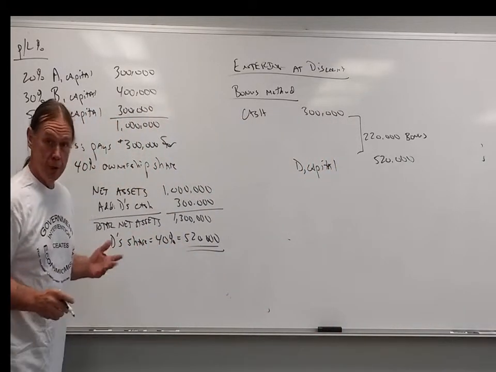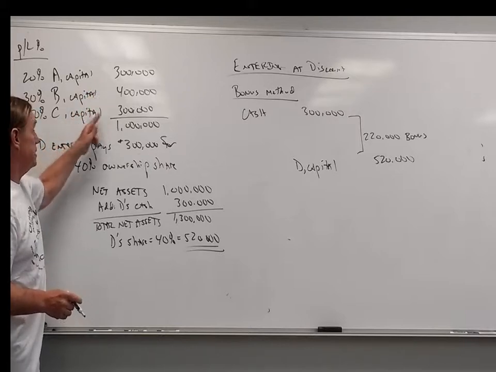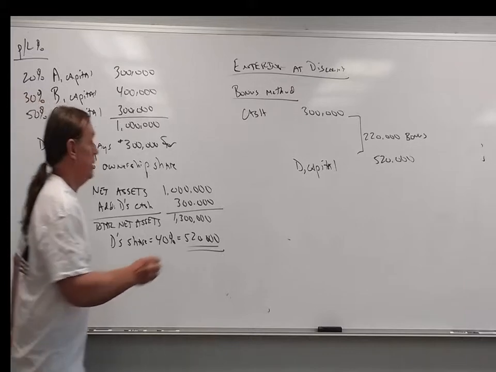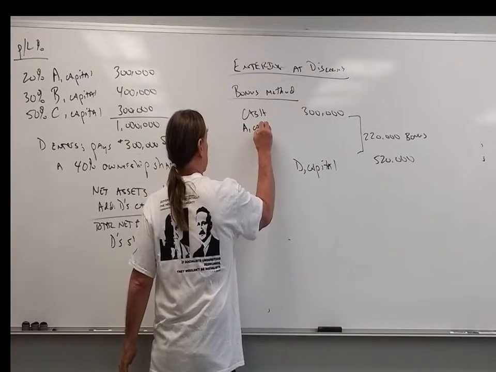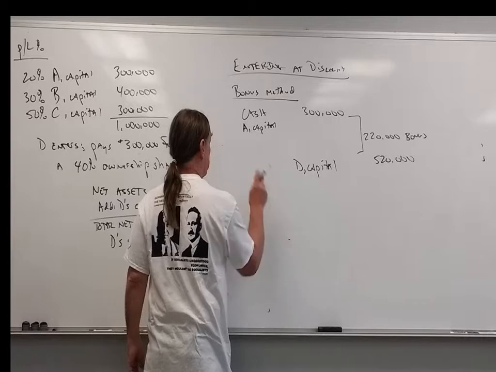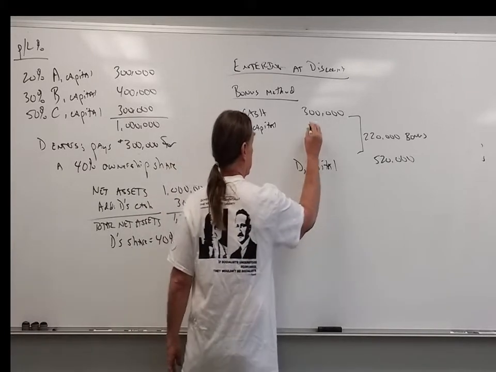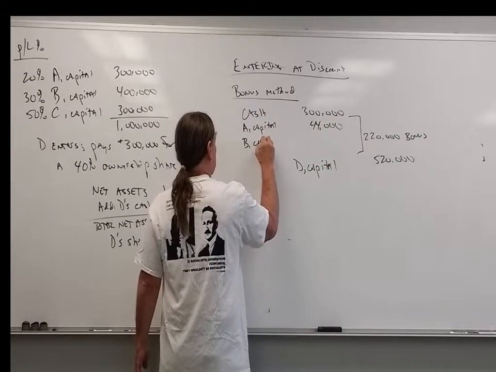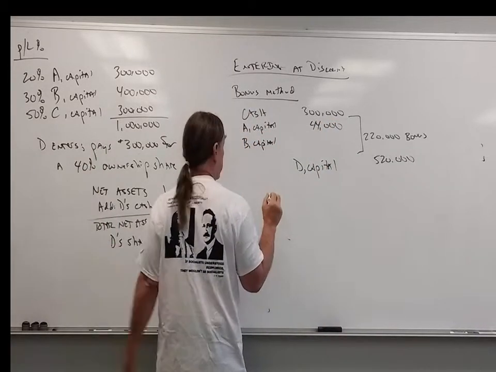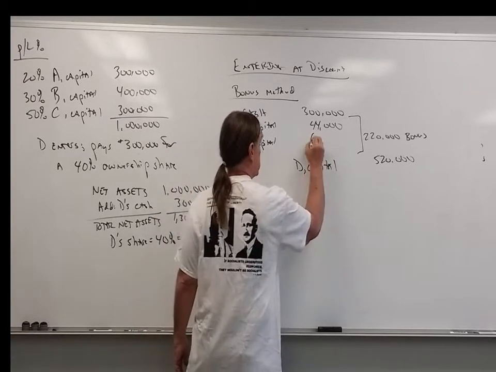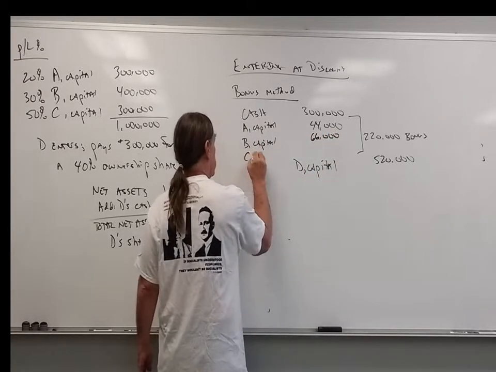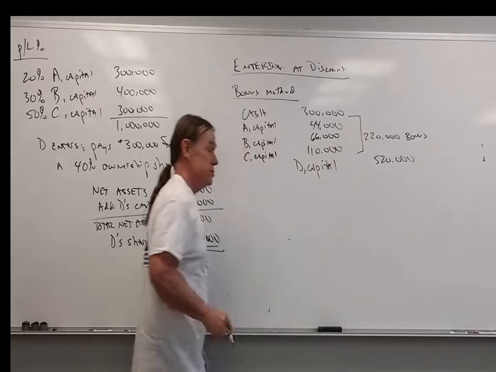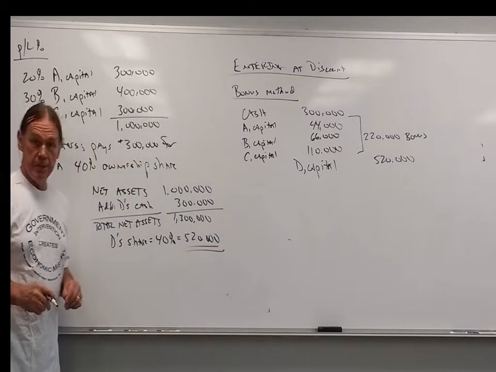That $220,000 bonus is going to come out of the capital accounts of A, B, and C in that 20, 30, 50 ratio. So A is going to bear 20% of that bonus. So we're going to reduce A's capital balance by 20% of $220,000 or $44,000. B is going to bear 30% of that $220,000 or $66,000. And C is going to bear half of that bonus or $110,000. So again, bonus method, nice and easy.